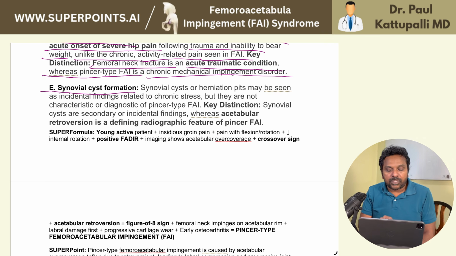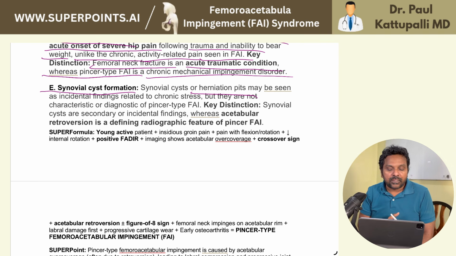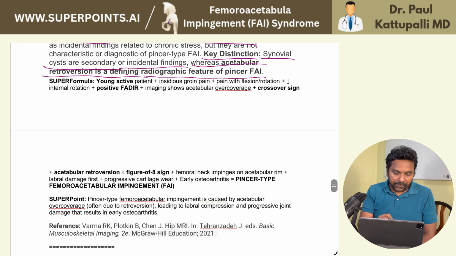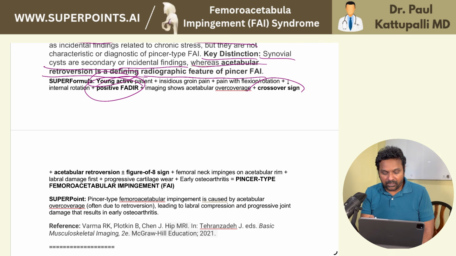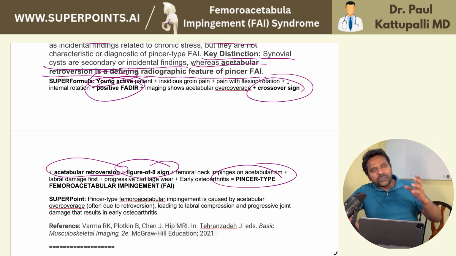Next, synovial cyst formation. Synovial cysts are herniation pits. So these are seen in these patients, but they are not characteristic or diagnostic of pincer type FAI. So the key distinction is synovial cysts are secondary or incidental findings, whereas acetabular retroversion is a defining radiographic feature of pincer FAI. So, if you see a young patient, positive FADIR test, crossover sign, acetabular retroversion, figure of eight, that is pincer type. All right. You see how quickly you can find the answer.